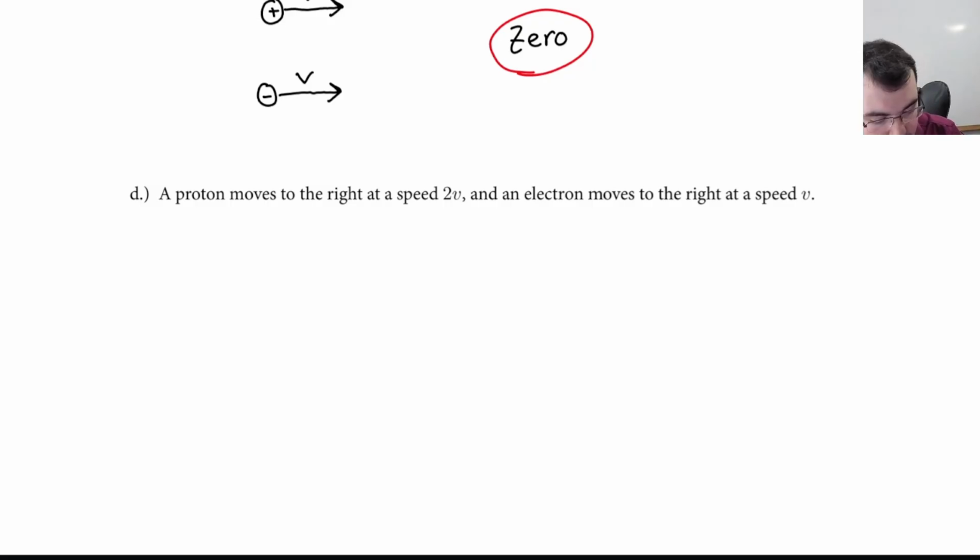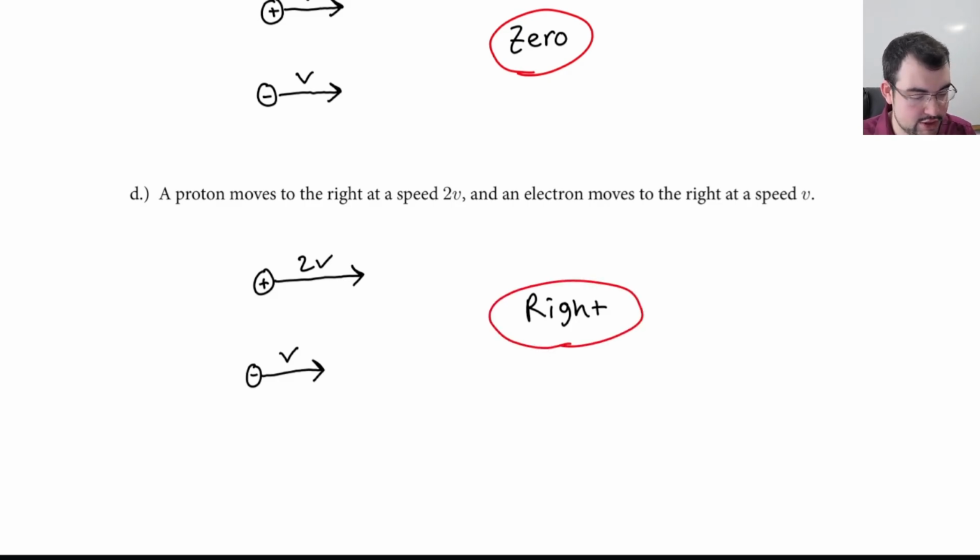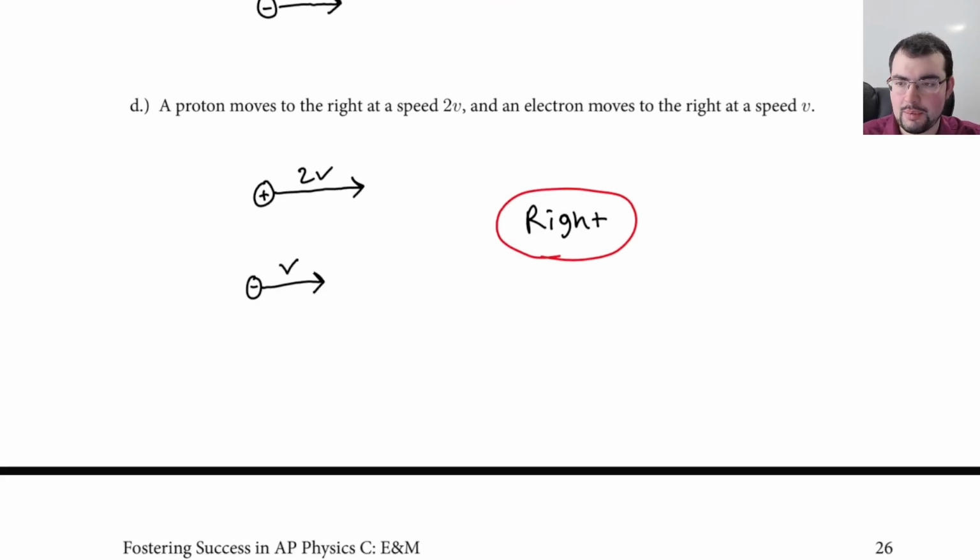Here we have a proton moving to the right at speed 2v and an electron moving to the right at speed v. So we see in this case, the positive charge ends up winning, so it's a net positive charge flow to the right. So conventional current is to the right. These are more contrived scenarios. It's just practicing the direction of current.